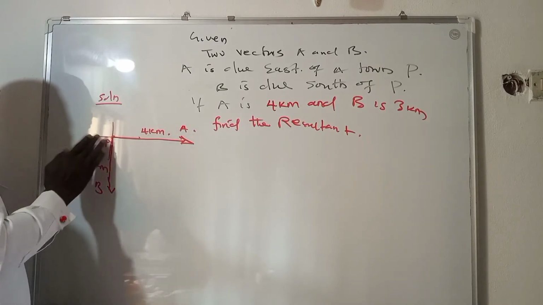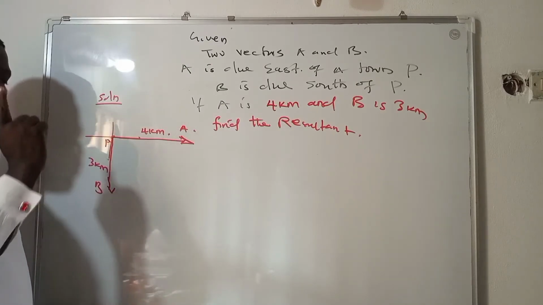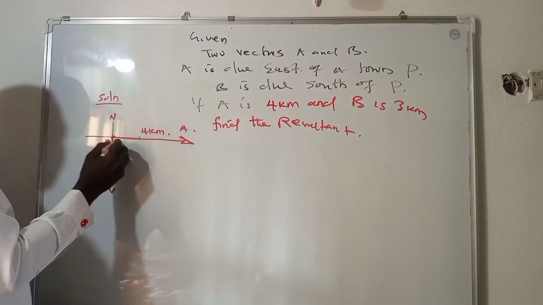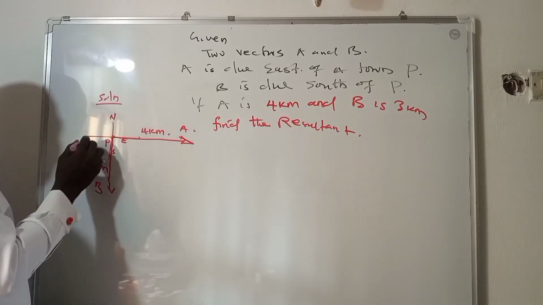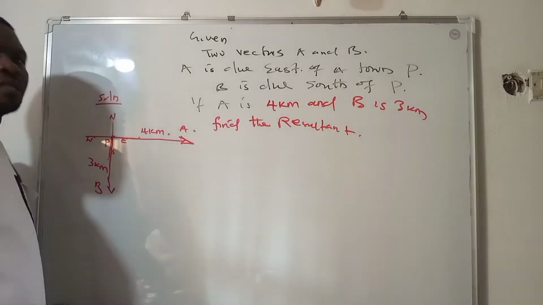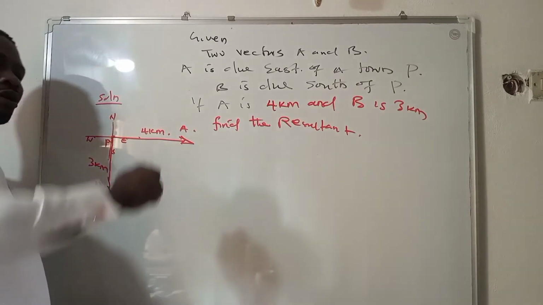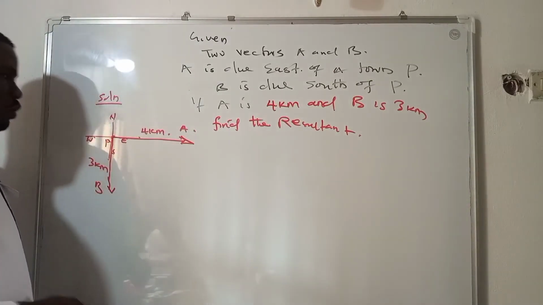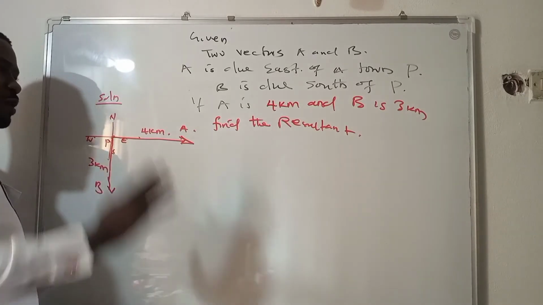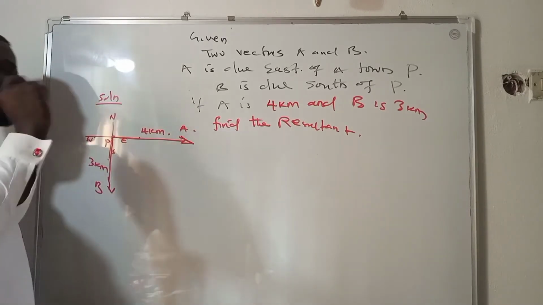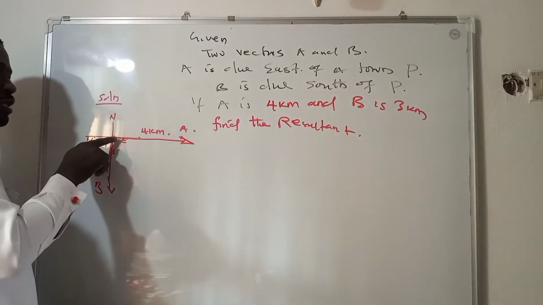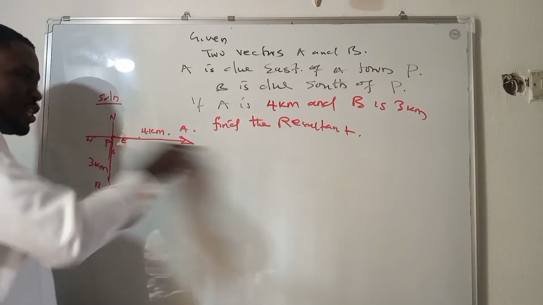Vector A is due east of a town P. Vector B is due south. Here will be north, south, east, and west. Due east means that the vector maintains the eastern direction. Due south means that the vector goes in the southern direction. So if this is the meeting point, which represents the town P, we've been told that vector A's direction is due east of P, which is why I have drawn this line in the eastern direction.